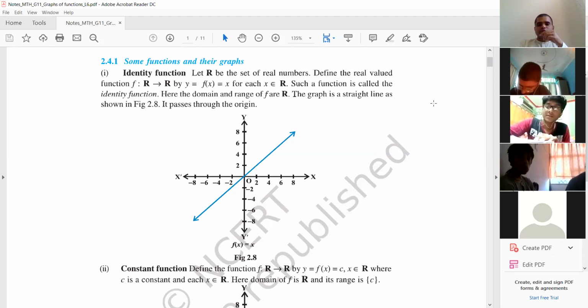Prabhuji, how did it get x² + 1? I just gave an example.